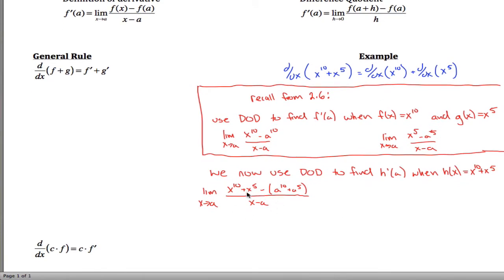And you're like, yeah, that doesn't help me. Like, what can I do there? Well, we could use some algebra and sort of reorder things. x to the 10th minus a to the 10th, I could regroup things.